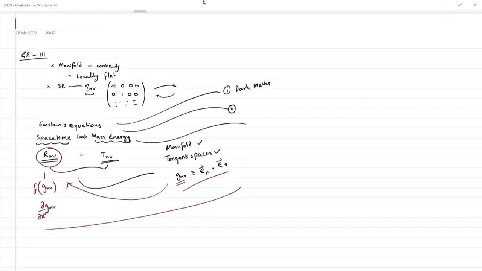The second is in cosmology. Anything that you're doing in cosmology is a solution to Einstein's equations. So it's useful to understand that as well. The third is to go into black holes.